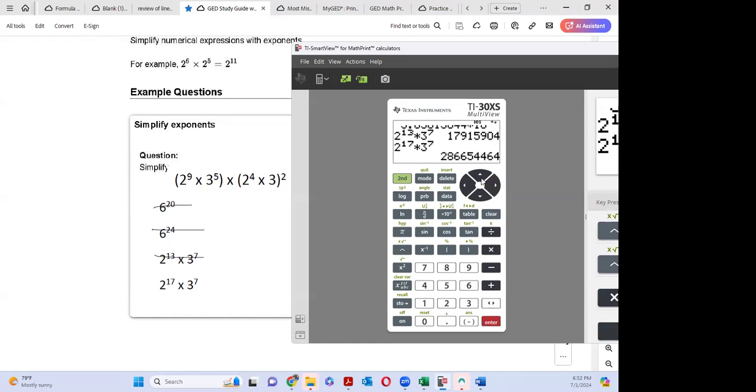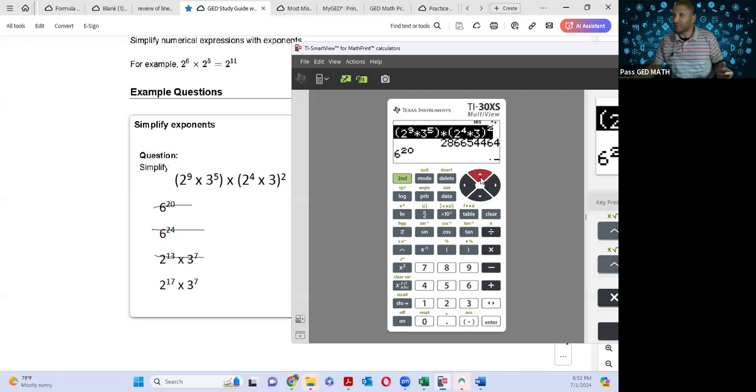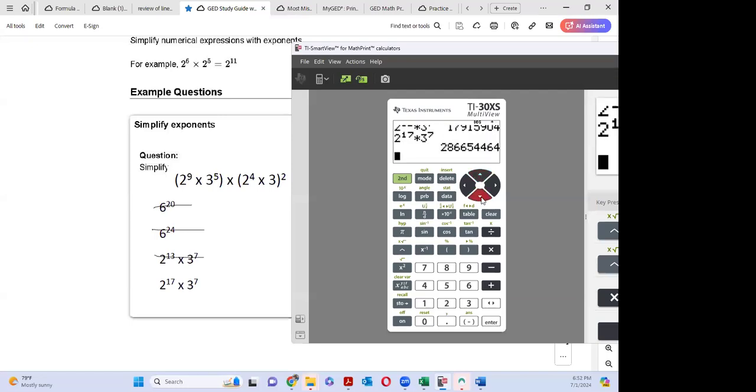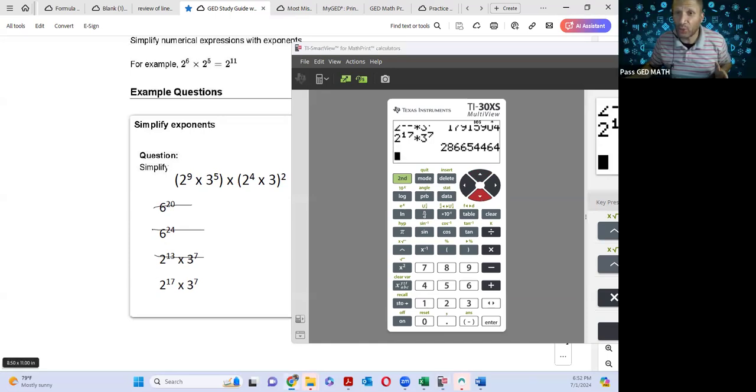And I got the same answer. Look at that. Let's go back up and see what we got before. 286-654-464. Look at that, same answer. My answer was D, Mr. Tinsley. And I didn't even know how to do the exponent move.